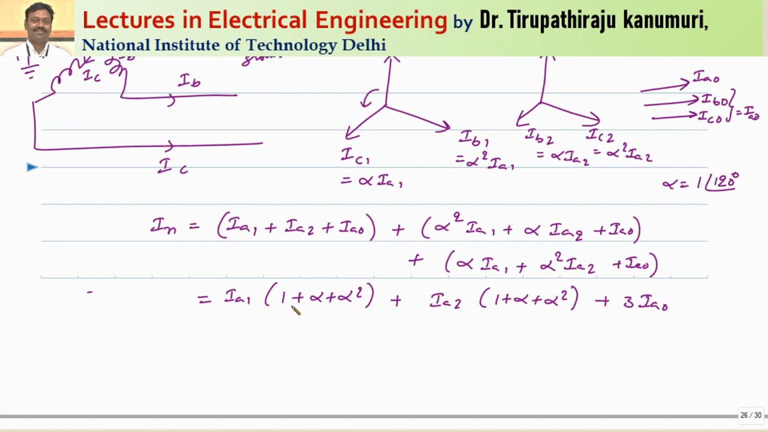Now 1 plus alpha plus alpha square, we have seen in the last class, will be equal to 0, because these are vectors displaced by 120 degrees having the same magnitude. That means alpha is 1 at an angle of 120 degrees, alpha square is 1 at an angle of 240 degrees, and 1 is 1 at an angle of 0 degrees. The sum of these components is 0. That's why this becomes 0. So IN will be equal to 3 times IA naught.